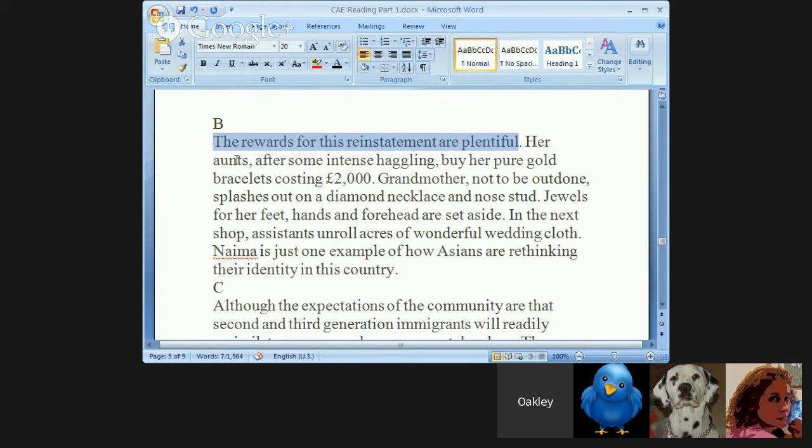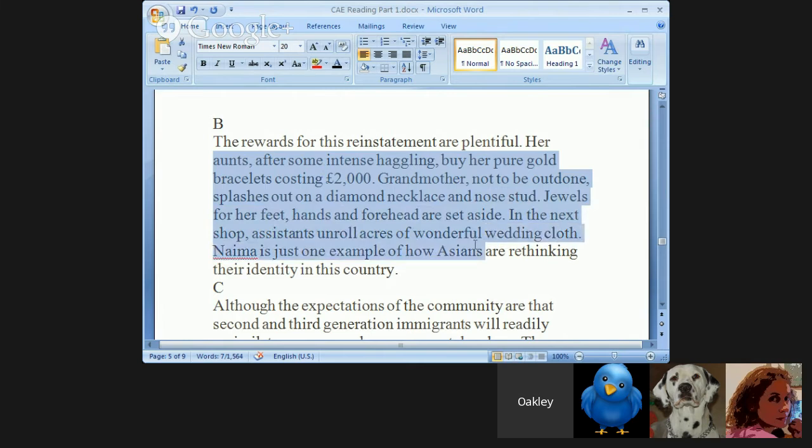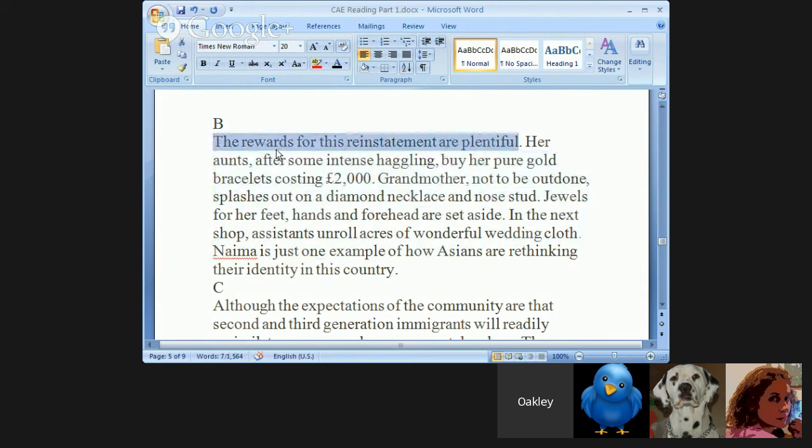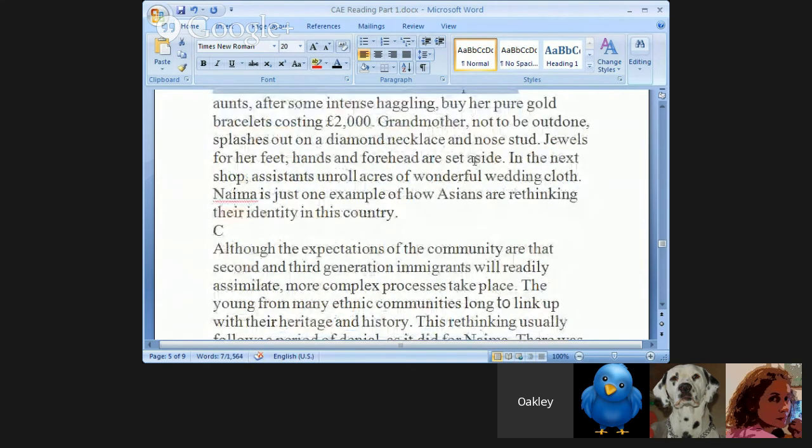Most important, there's a lot of detail about how she's going back to her family because they're buying her lots of jewelry, which seems very hedonistic to me. But anyway, the rewards are plentiful. First sentence, I just want to make a point that the first sentence and the last sentence are just one example of how Asians are rethinking their identity.